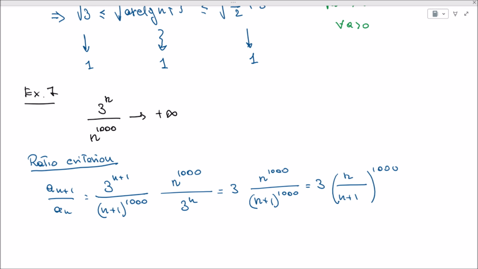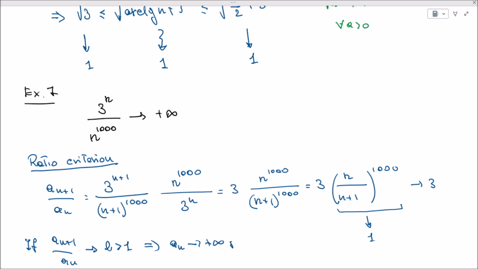And clearly we see that this will tend to 1, because the leading term in the numerator is n, in the denominator is n, so the ratio is going to be 1, and 1 raised to 1000 is still 1, so clearly this will tend to 3. But the ratio criterion says that if a_{n+1} divided by a_n tends to a limit L which is larger than 1, this will imply that a_n will tend to plus infinity, which is exactly what we wanted to prove.